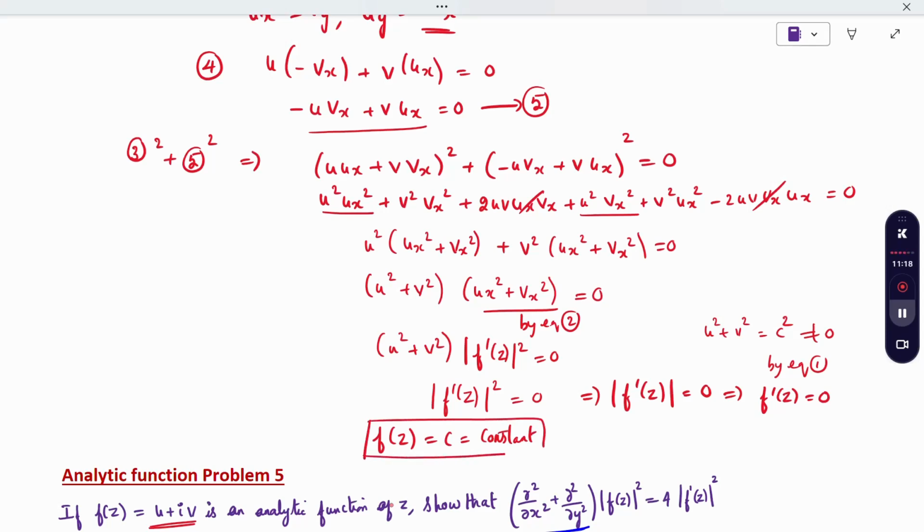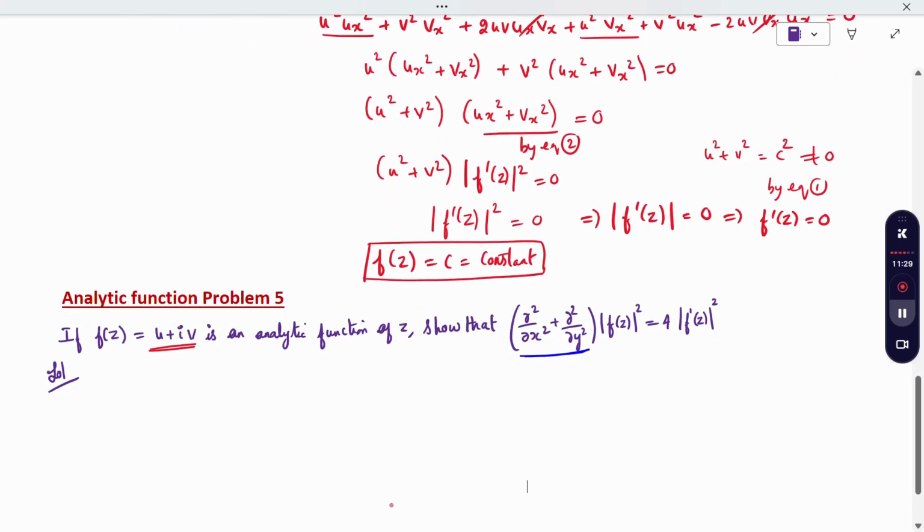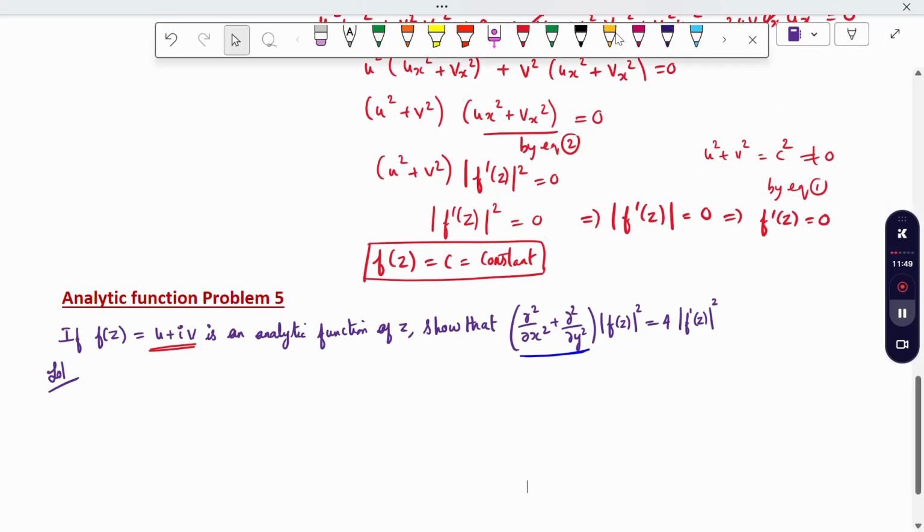They may ask any property like this, so we have to think about the concept and bring it accordingly. So I will go with one more problem, the same method but a different case. Analytic function, problem 5. If f of z equal to u plus iv is an analytic function of z, show that some equation is given, left equal to right. So for verification problems, when we have to show left equal to right, we have to bring the left to the right.